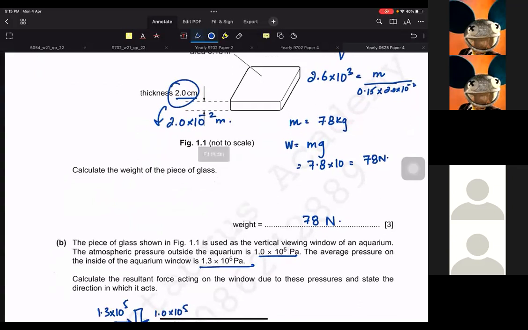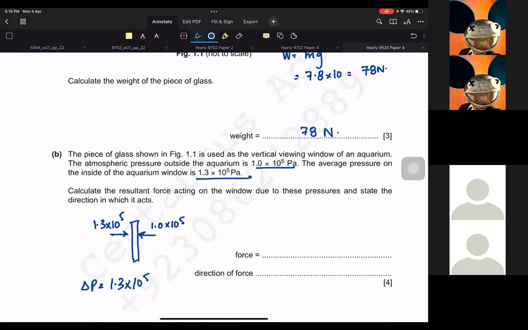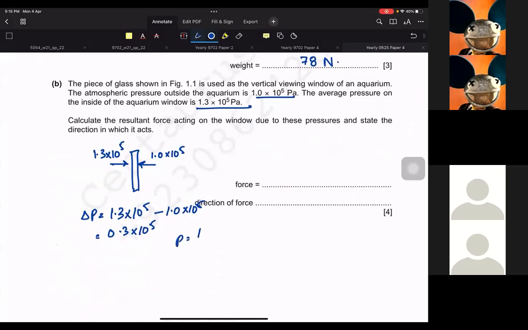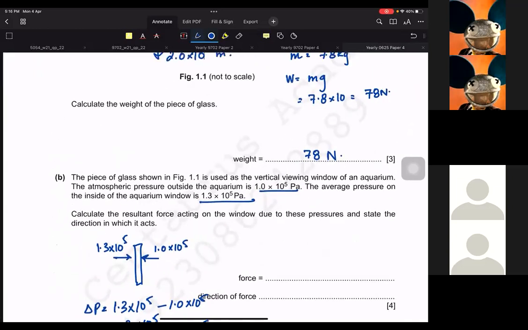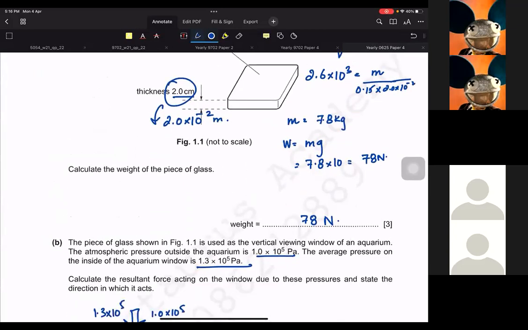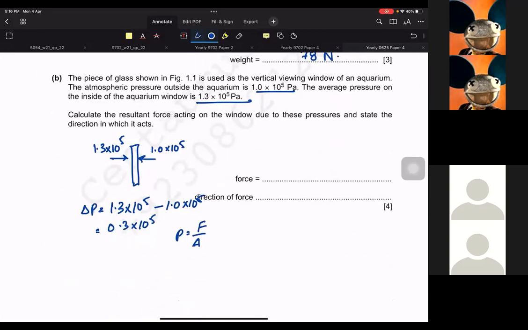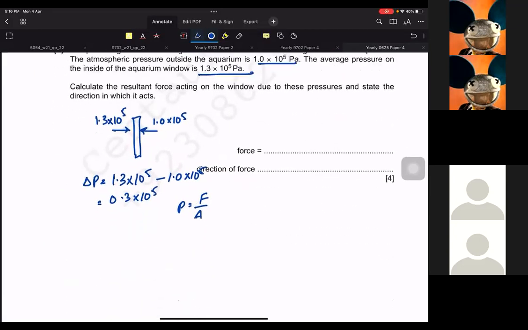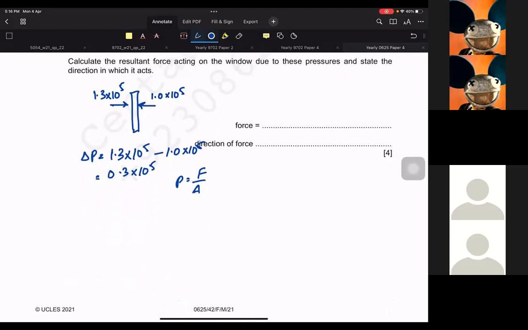Okay. So for this one, when you change it, it has to be like this. And this will be 0.3 times 10 raised to 5. So that would be the difference. Now, pressure is force over area. We already know the area, which is 0.15. What you're going to do is multiply pressure, which is, force is pressure, multiplied by 0.15.